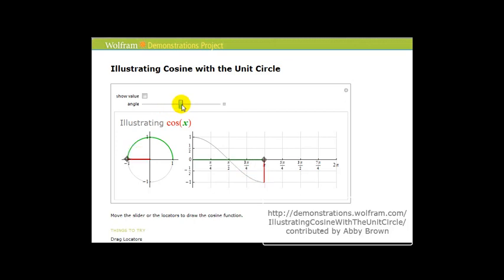As we reach 180 degrees, or pi radians, the terminal side of the angle would intersect the unit circle at the point -1, 0, and that's why when we plot the cosine function on the coordinate plane at 180 degrees, cosine is equal to -1.